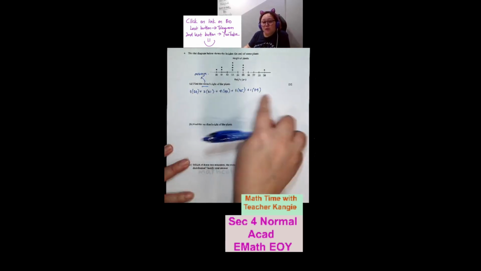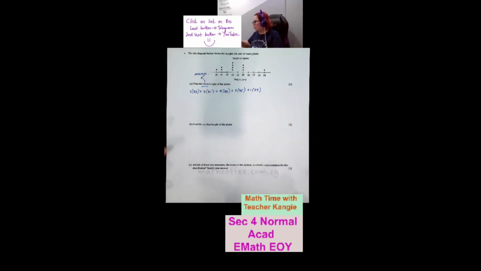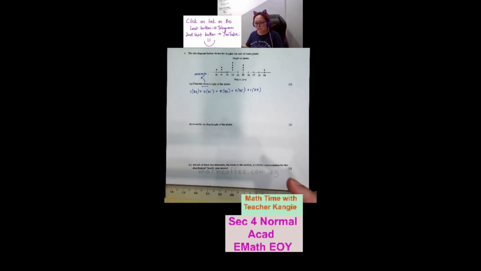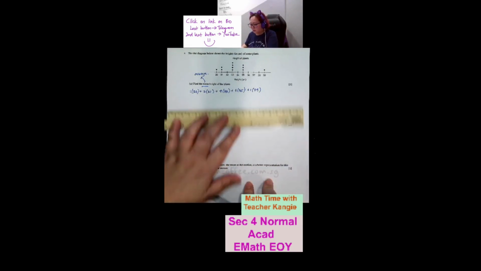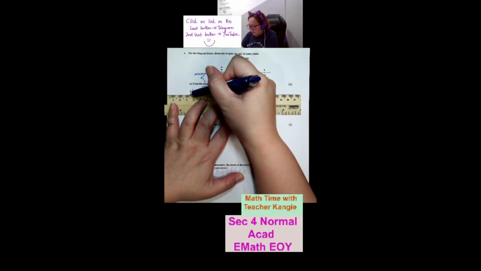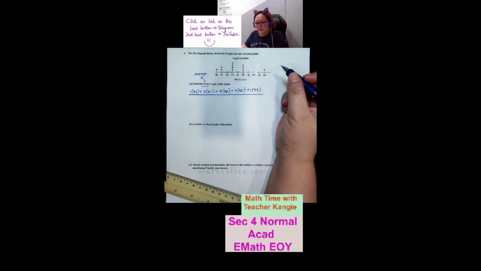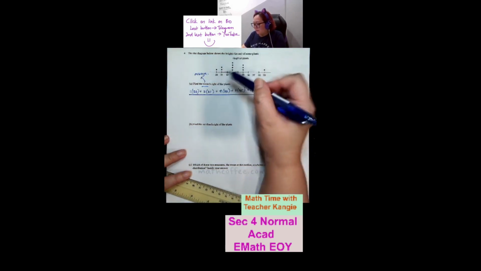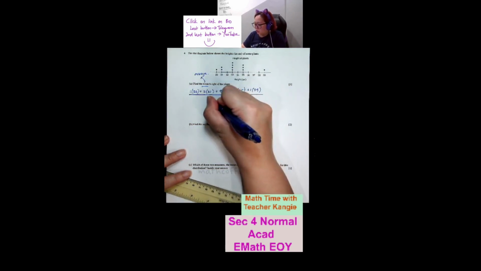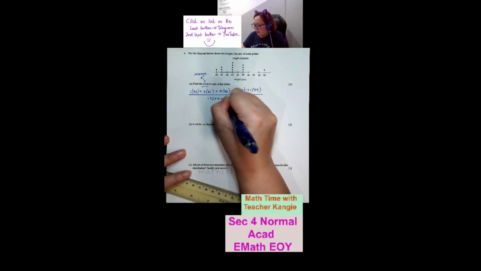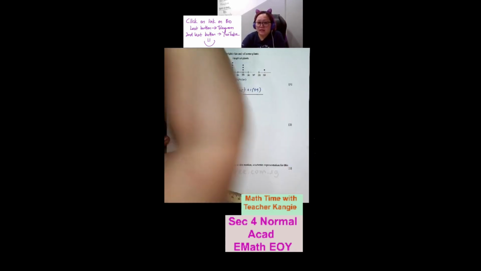So this is the total height, and I'm going to divide it by the total number of plants in this case. The total number of plants will be 1 plus 2 plus 4 plus 3 plus 1, and that will give us 11.